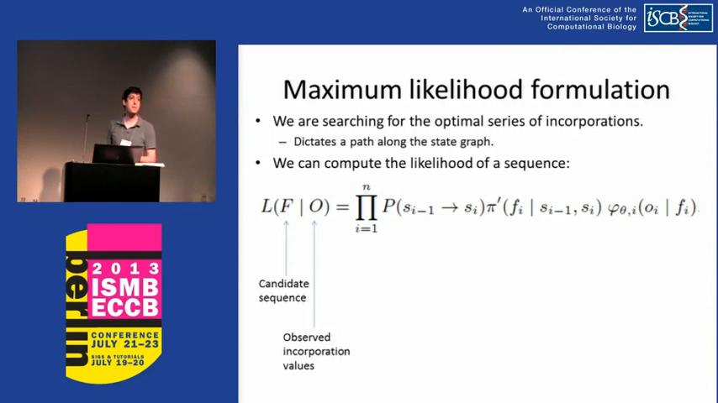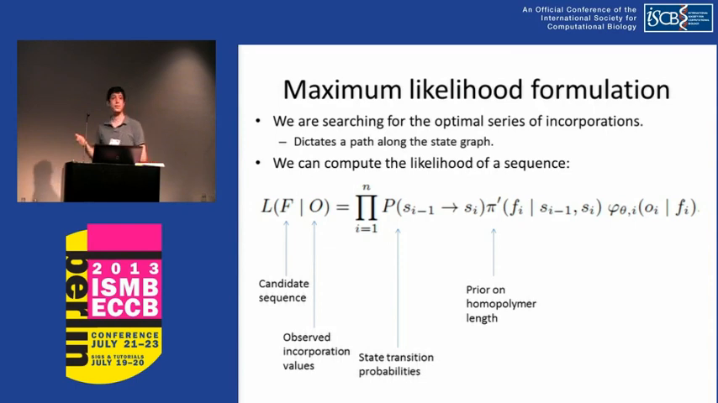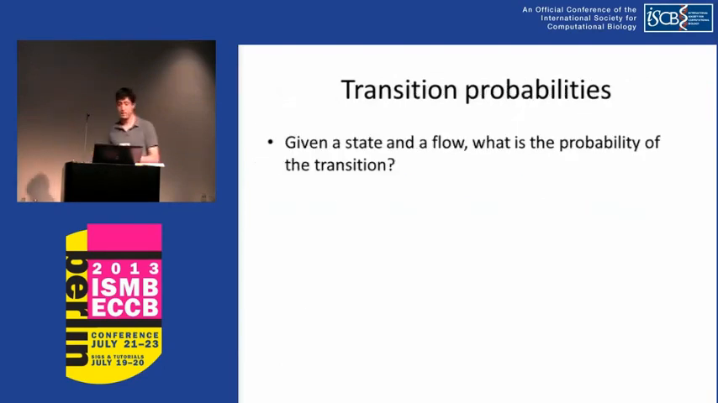The likelihood decomposes into 3 major components. We have the transition state probabilities. This is the probability of actually traversing along the graph from top to bottom. We have the priors on homopolymer lengths. This is an idea borrowed from 454. And we have the actual emission probabilities. This is the noise, actually. If the true number of incorporations was 3, what is the probability of observing 3.1 or 2.5, the distribution around the true number of incorporations. So great, we have a likelihood function. Let's go over the three components and break them into small pieces to understand them.